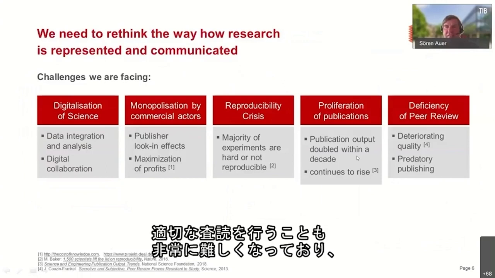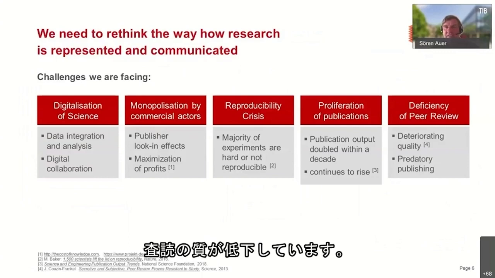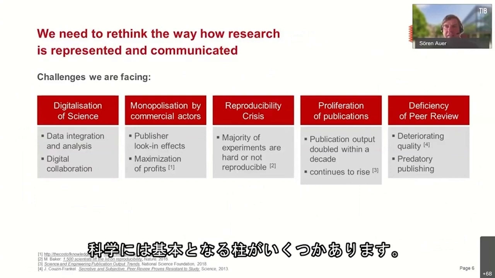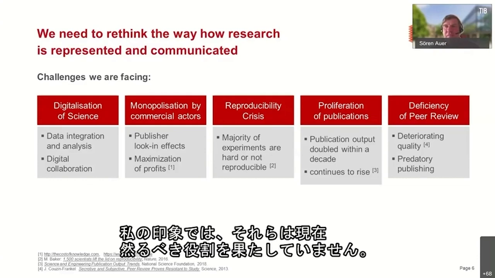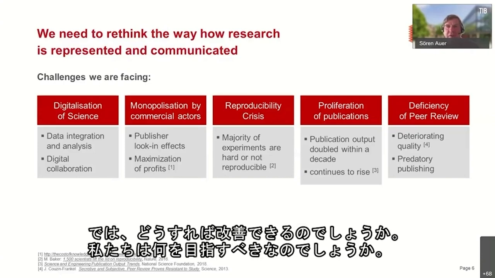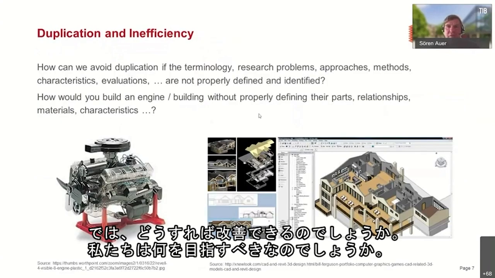And that makes it also very difficult to peer review these publications properly. So the quality of peer reviews deteriorates. These are some of the fundamental pillars of science: reproducibility, peer review, and my impression is that they currently don't work as they should work. So how can we change that, or what would we like to do?